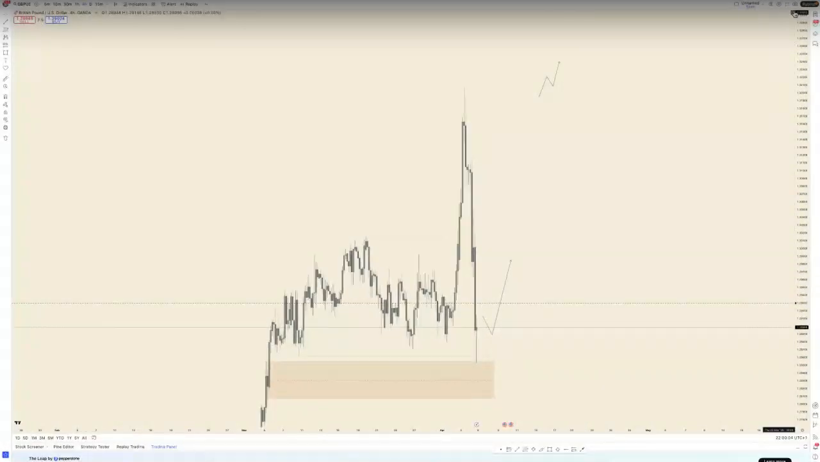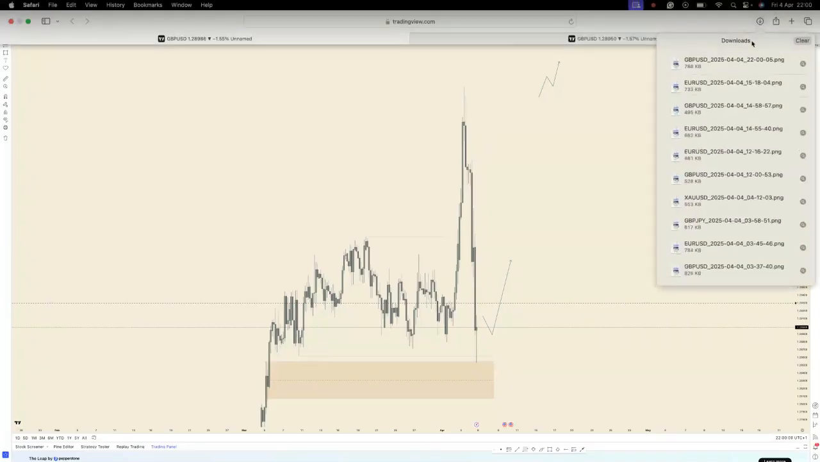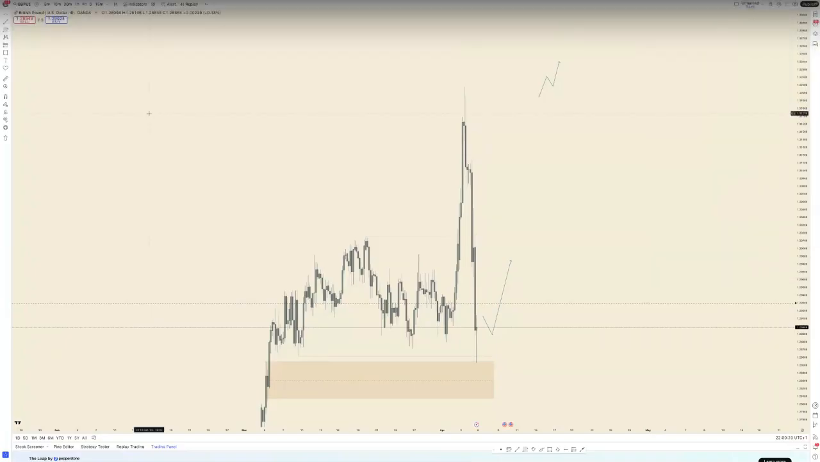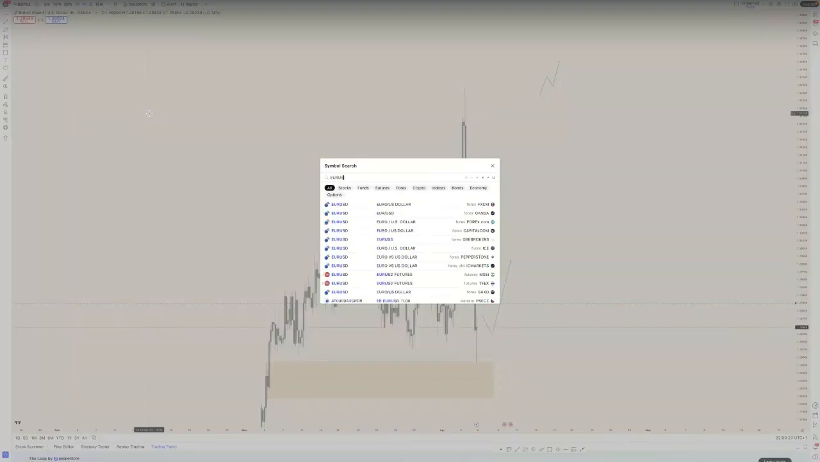So let's see if this can work. Let's see if it can work. This will be the chart I'll be dropping right now. And for EU, let me do the same thing.